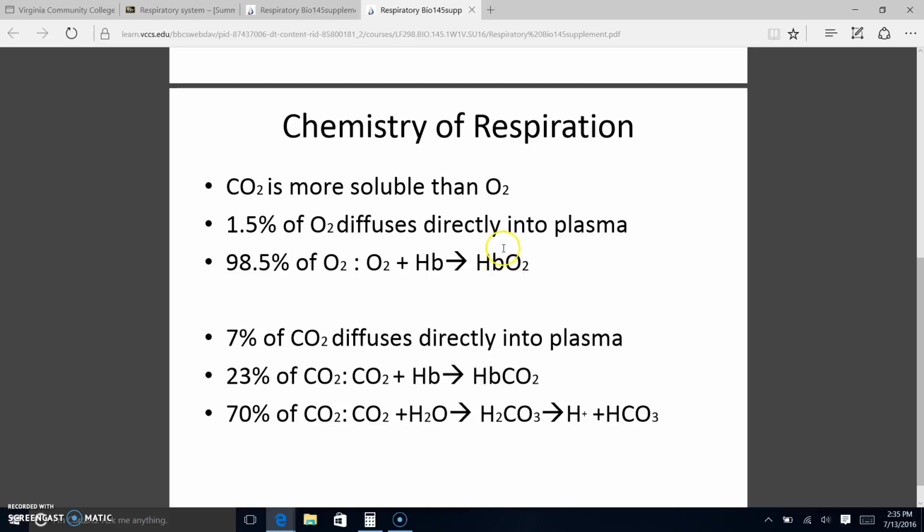Because this is a loose bond, we want it to be loose because we don't want the hemoglobin to hold on to it forever. We want it to be able to give up the oxygen when the oxygen gets to a cellular area where it's needed. Okay, carbon dioxide actually has three pathways.